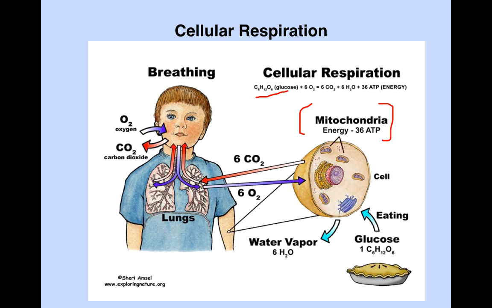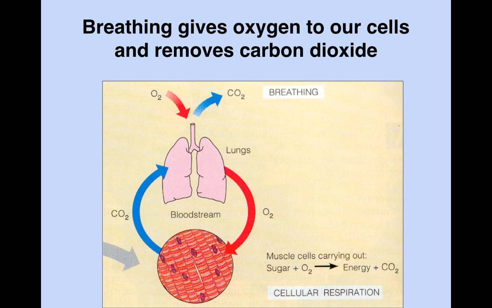Cellular respiration occurs in plant cells, as well as animal cells, as well as algae, bacteria, and all those things. Breathing gives oxygen to our cells and removes the carbon dioxide. So it brings oxygen that we will need eventually for cellular respiration, and it removes the carbon dioxide that is produced in cellular respiration. So there is a connection between breathing and cellular respiration, but they're not quite the same thing.